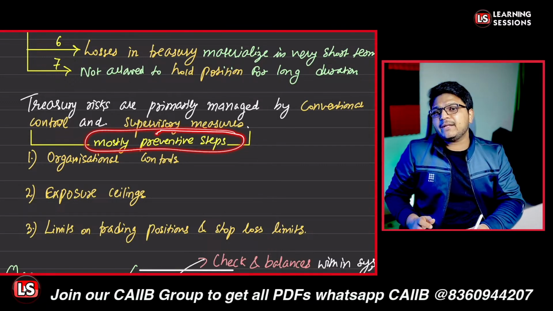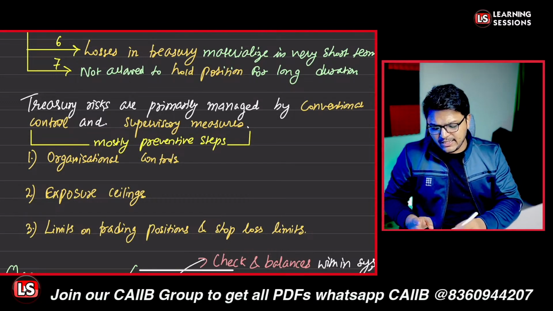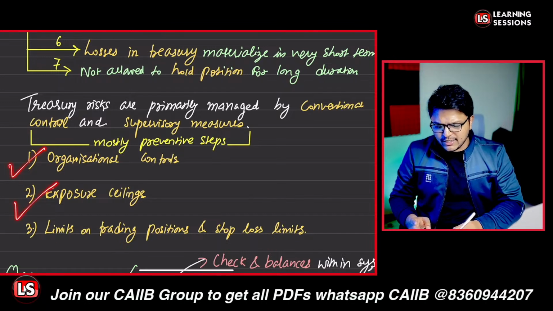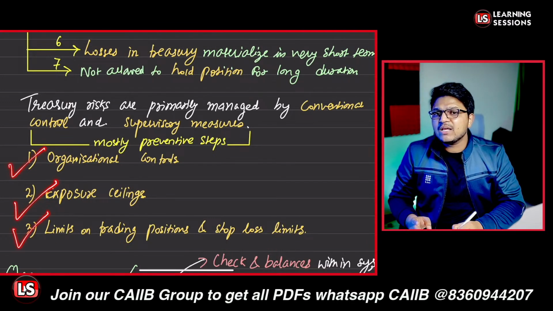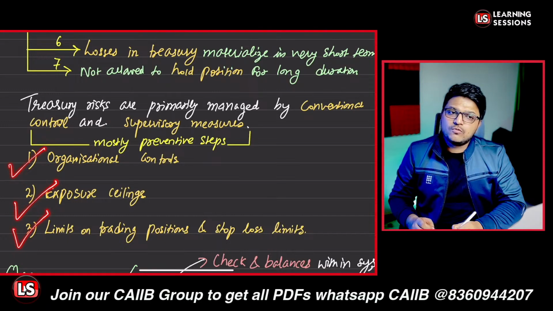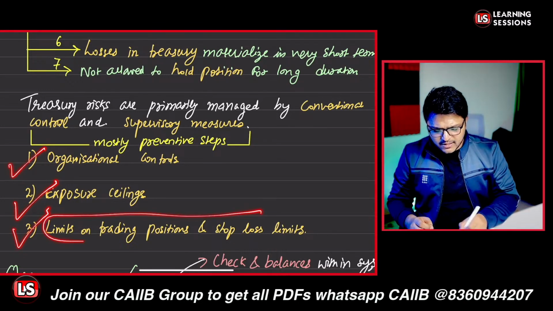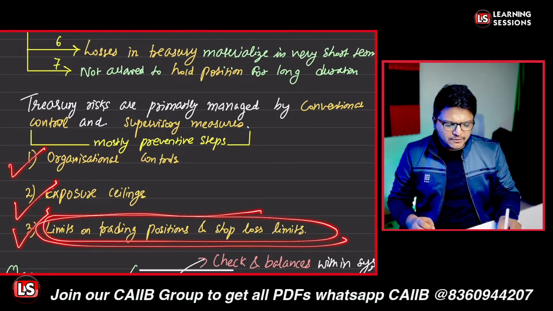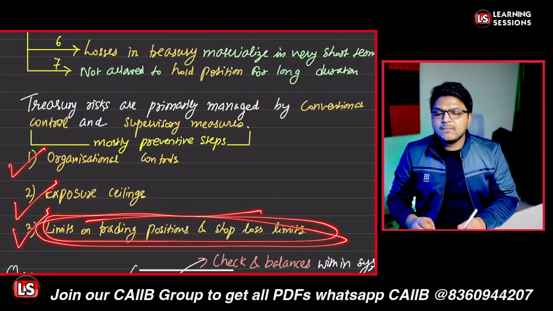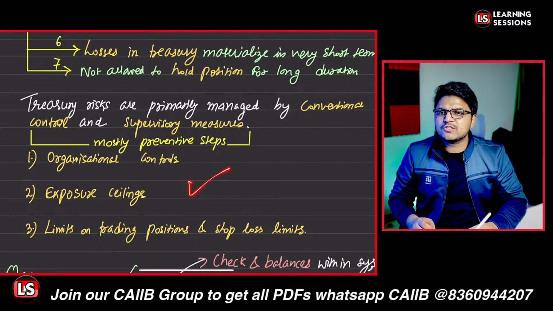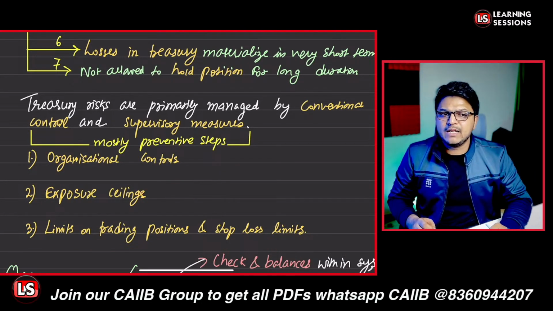Now we will be trying to learn three types of things. It's related to organizational controls, exposure ceilings, and limits on trading positions and stop loss limits, right? And this topic is the most important topic to me, and further I'll be explaining it to you in detail. But definitely we are also to learn about the organization control and the exposure limits.